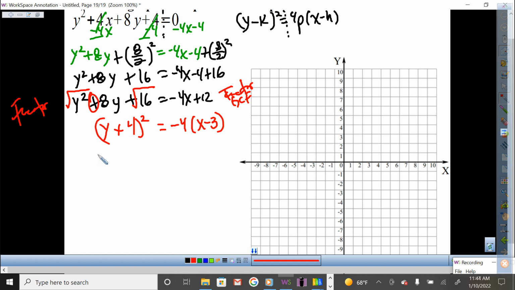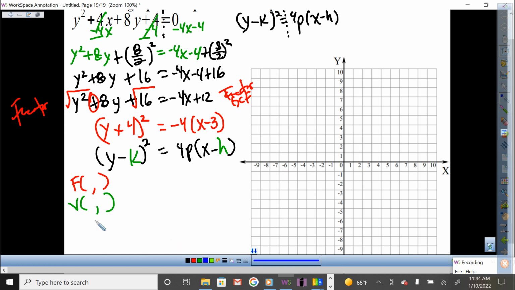Is that our standard form? Let's check. (y - k)^2 = 4p(x - h). Let's see. This is k and this is h. Does that look like that? Yeah. Let's graph. Focus, vertex, directrix, and the distance between the points, p.